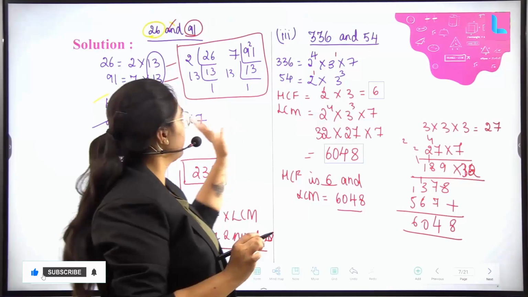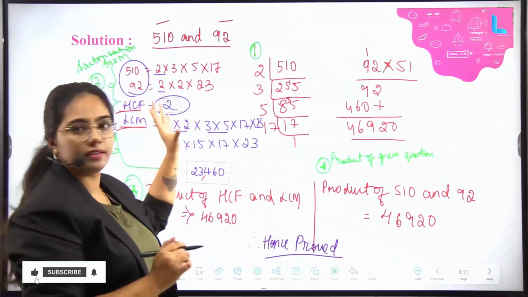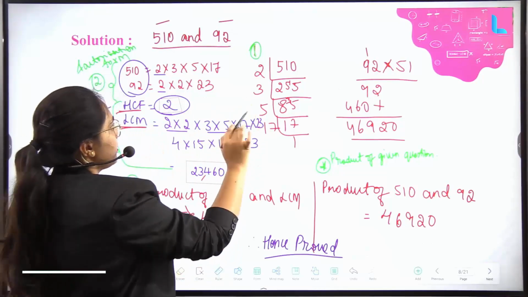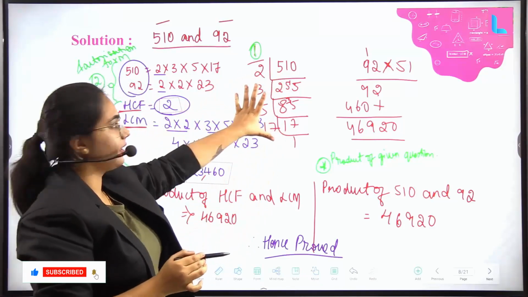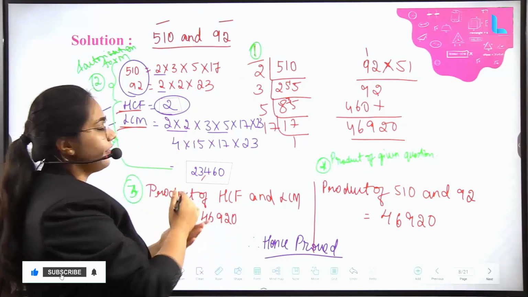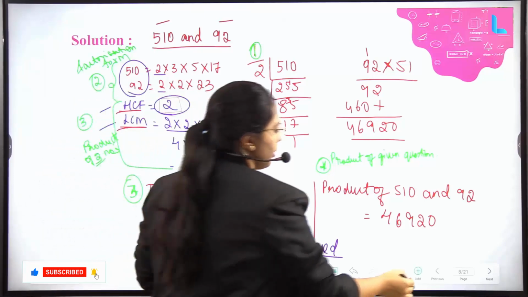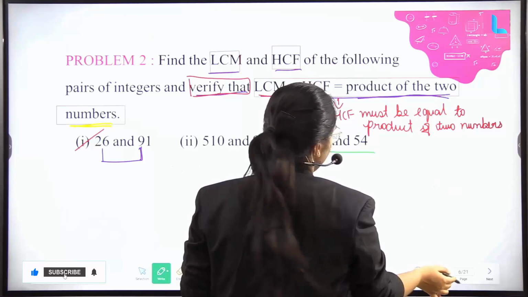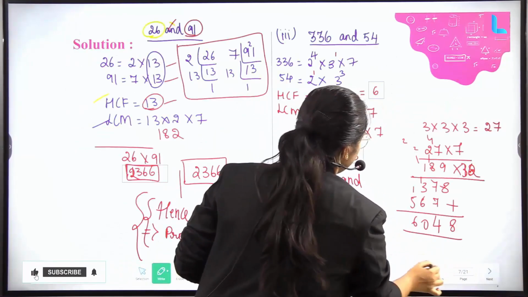It is the same question. Question 1 we have solved, and here is question 2. Question 2 is really lengthy, and it is very clearly written with the steps over here. First, as I said, you have to prime factorize it, then write it in factorization form, then take the HCF and LCM product, then the product of the two numbers. This is how you have to solve all the questions.